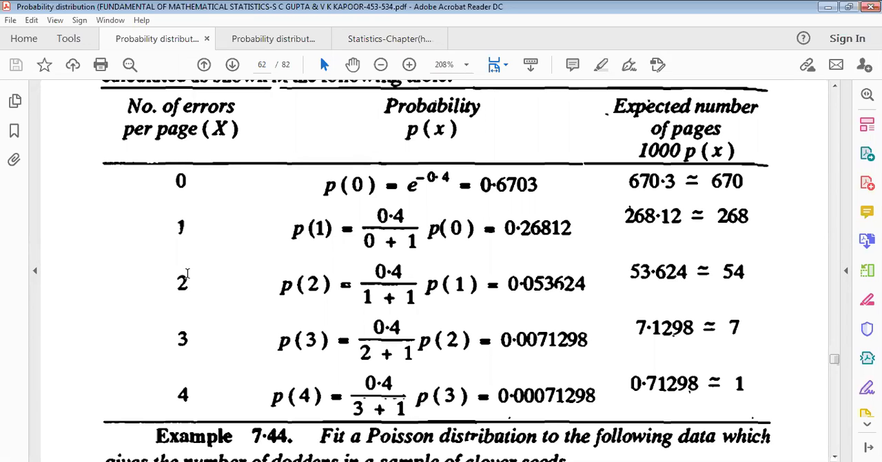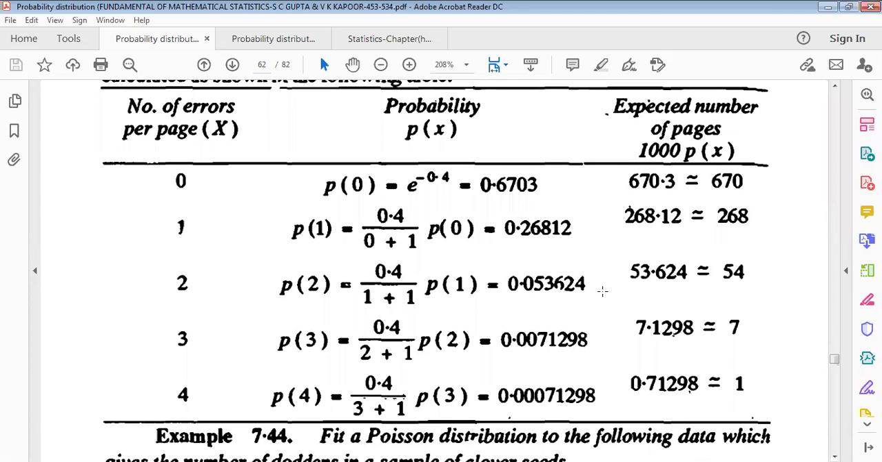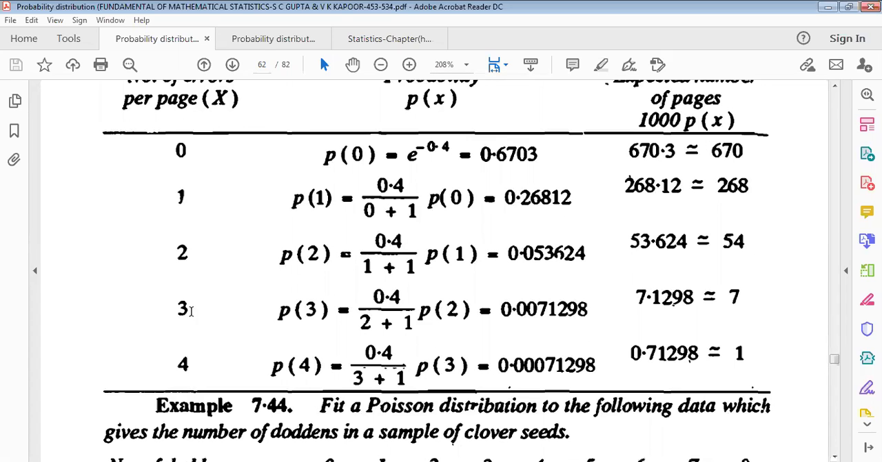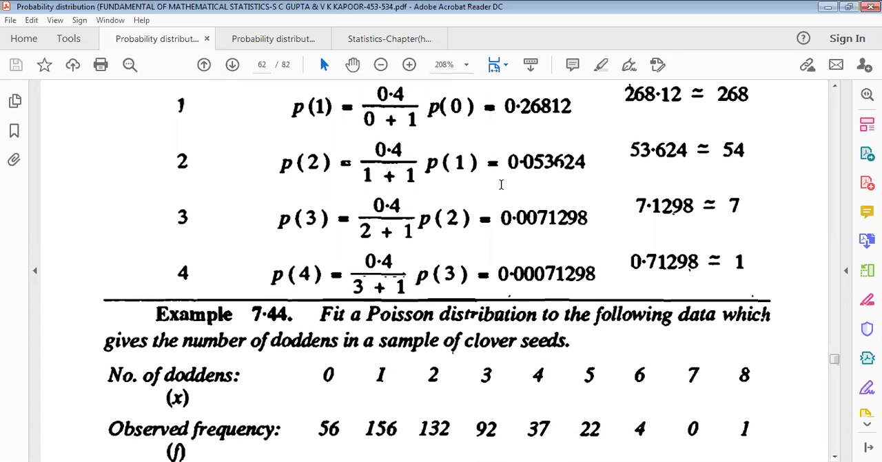If x equals 2 in this, the probability of 2 gives this. After multiplying by 1000, we get 53.6, approximately 54. Then putting x equals 3 in the probability density function of the Poisson distribution, we get this result. After multiplying by 1000, we get approximately 7.